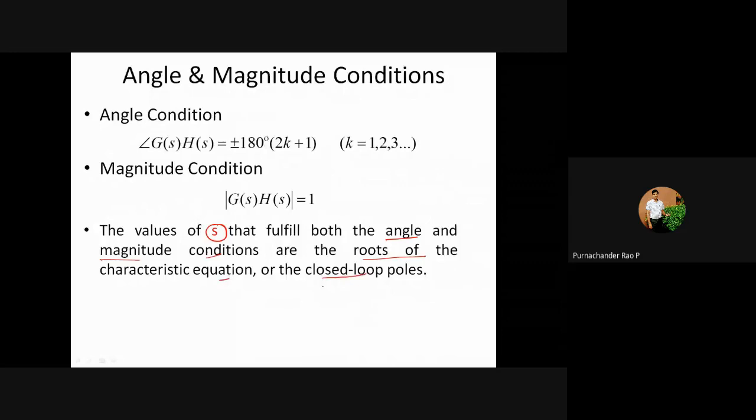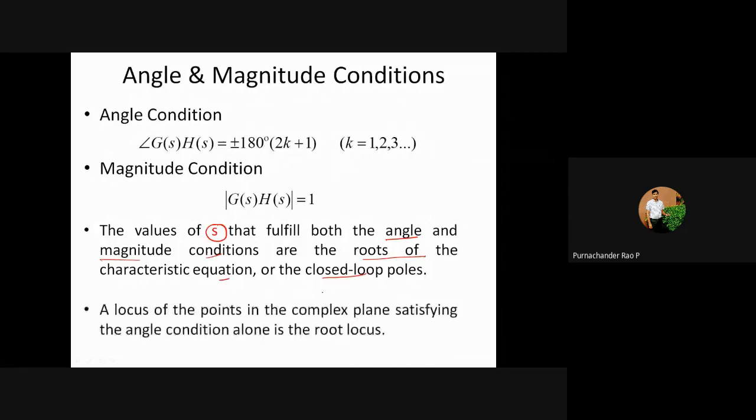Okay, so a locus of these points in the complex plane satisfying the angle condition alone is the root locus. A point s which is satisfying the angle condition is a part of the root locus.